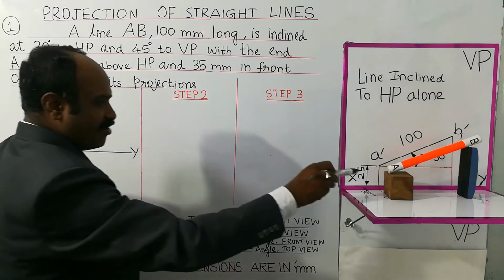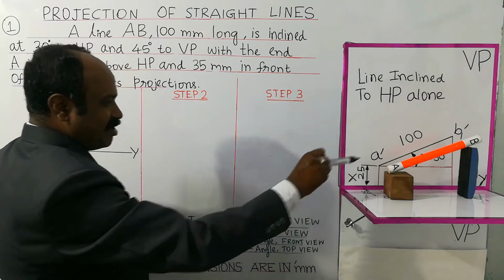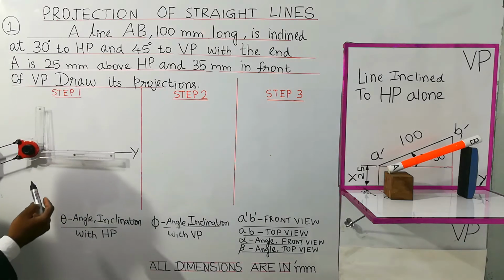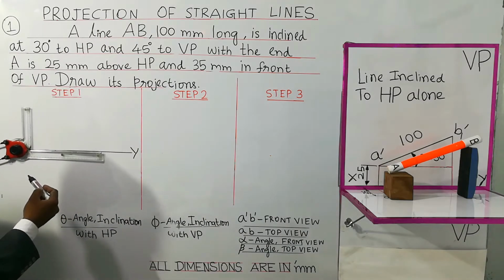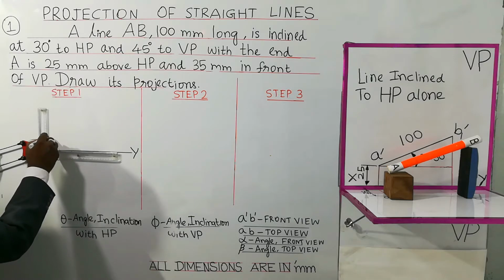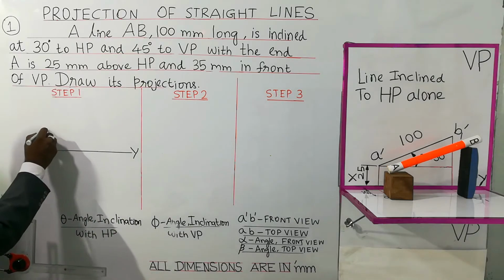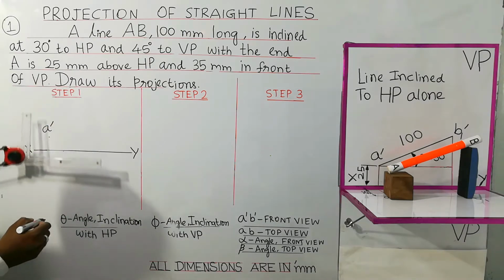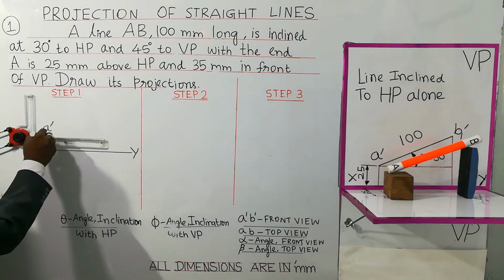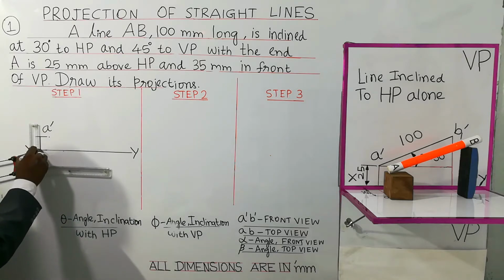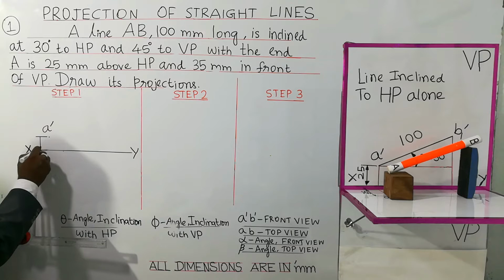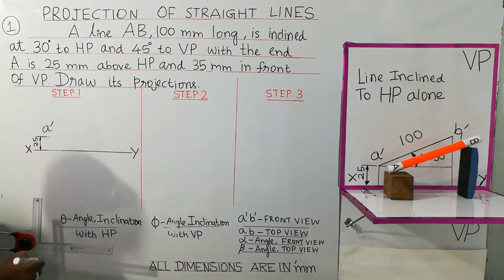On this reference line, the point A is located 25 mm above HP. From the XY line, locate a point at a distance of 25 mm. It's marked as A dash. A dash is the front view of the point A. And you have to dimension this. This 25 mm above HP needs to be dimensioned, and 25 is written.